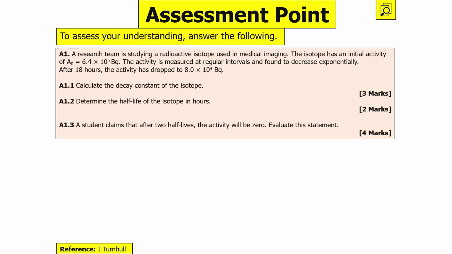The next question says, a research team is studying a radioactive isotope used in medical imaging. The isotope has an initial activity of 6.4 times 10 to the 5 becquerels. The activity is measured at regular intervals and found to decrease exponentially. After 18 hours, the activity has dropped to 8 times 10 to the 4 becquerels. Calculate the decay constant of the isotope.